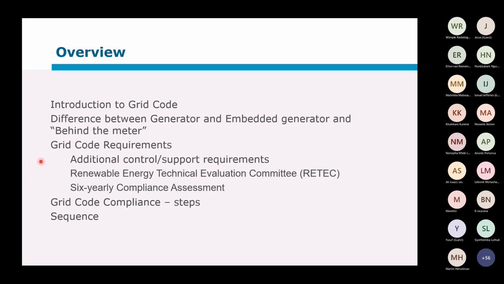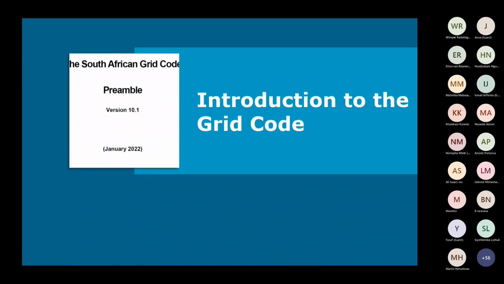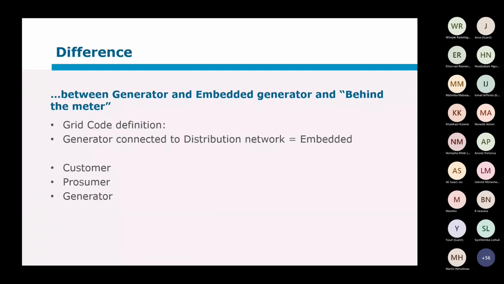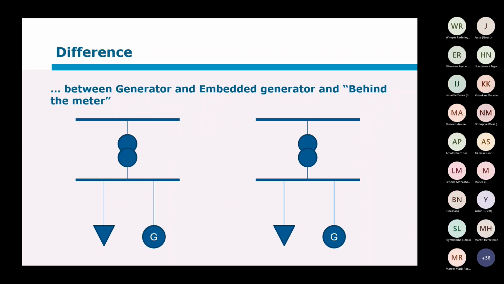So basically the grid code gives requirements for the generator to support the network. These requirements are tested at the beginning, just after commissioning, and then every 6 years the compliance has to be proved again. So there's a sequence to the grid code compliance, and that's what we're going to basically look at. We have discussed that. We've discussed the differences between the customer, prosumer, and the generator.